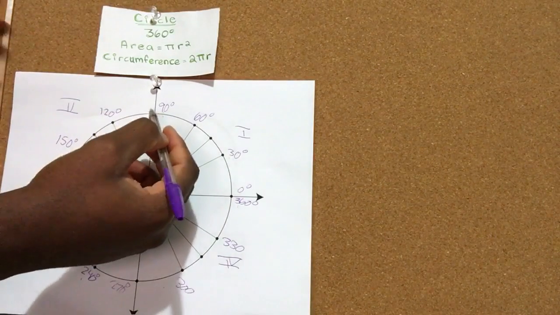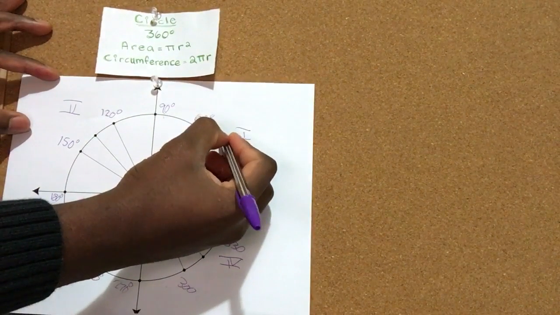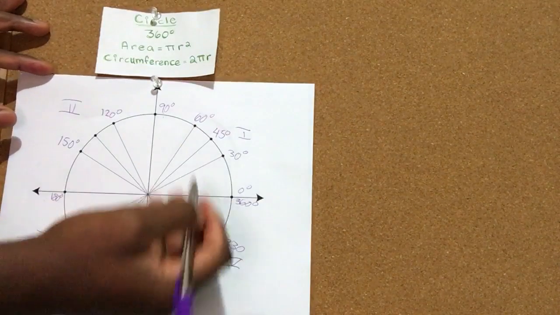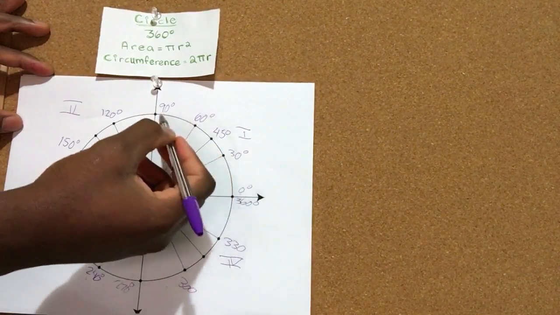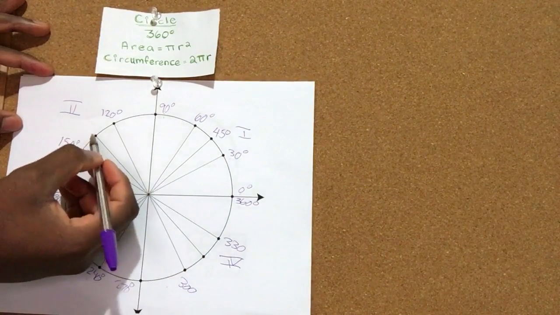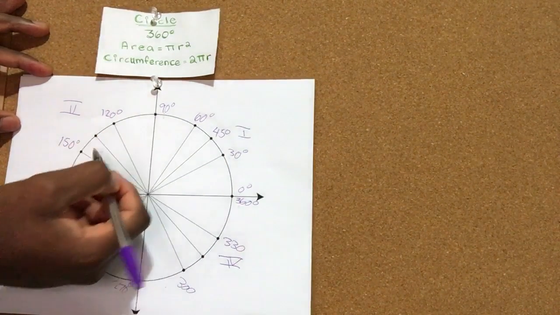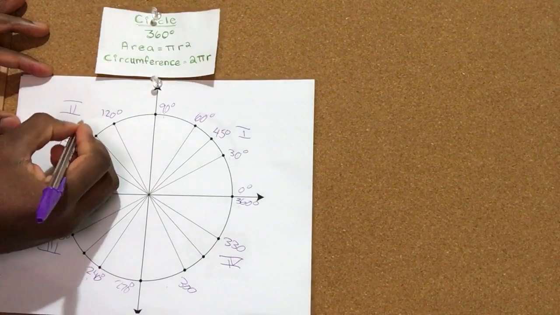Now, half of 90 degrees is 45 degrees. So, we're gonna count by 45s. 0, 45, 90. Let's see how good we are. What's 90 plus 45? Yep.